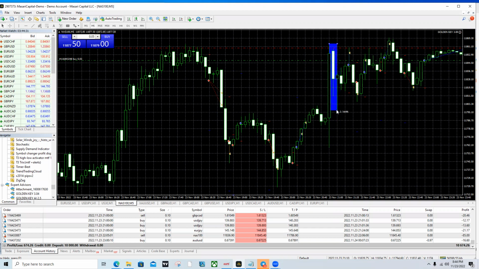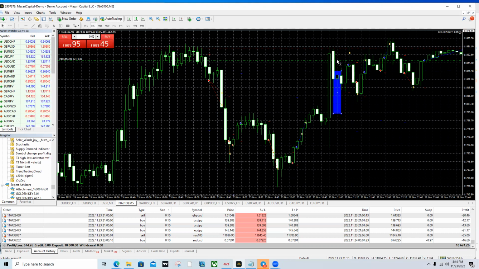Now your zone is a little bit smaller. But notice what happened again. It wicked, it did wick, but it did not close outside the zone. So being that it did not close outside the zone, now your zone is here, and your zone is now a little bit shorter, right? We want to catch the best trade win to loss ratio, low risk, high reward possible.